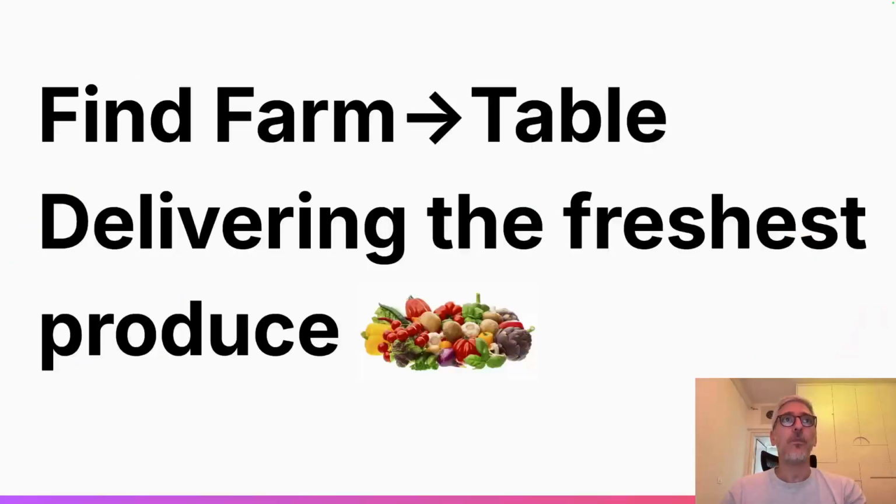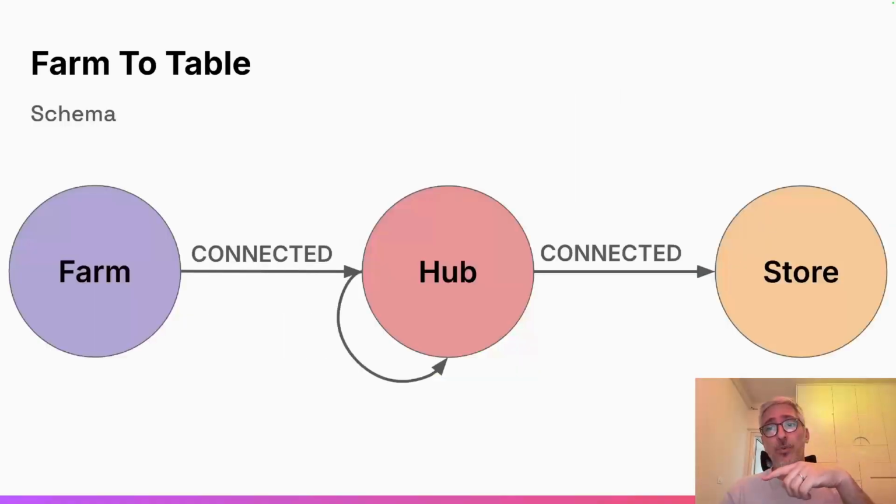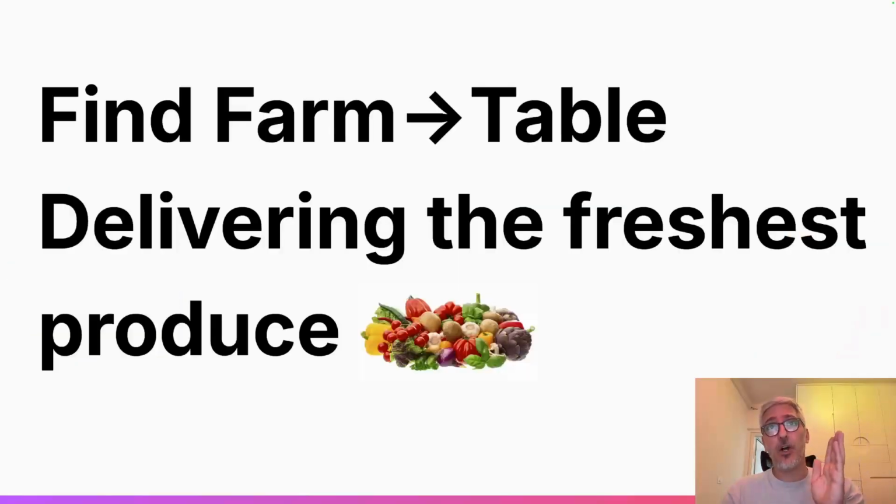topology. And as I said, the thing that we're trying to achieve here is to find a path going from a farm all the way to a store, moving through maybe multiple hubs along the way. And we want to make sure that the produce is delivered as fresh as possible.